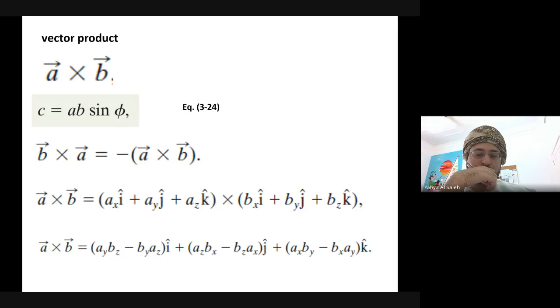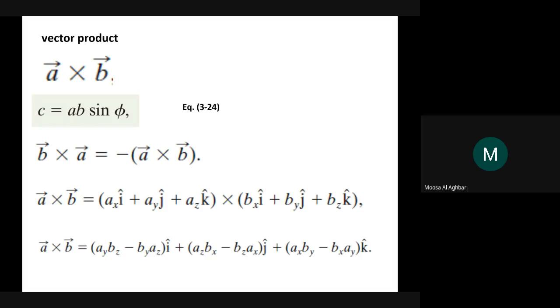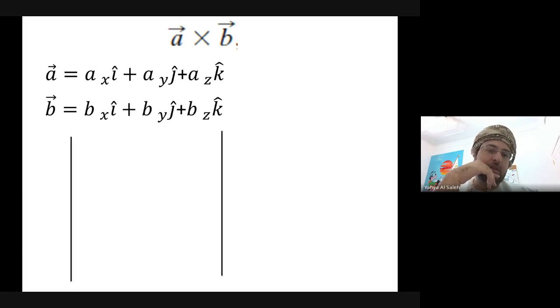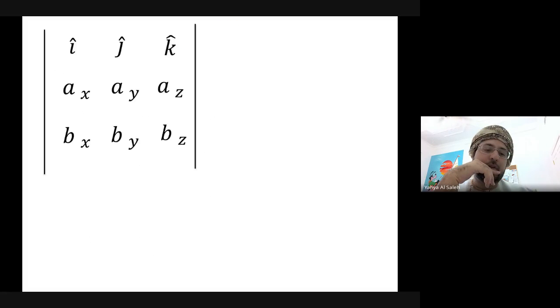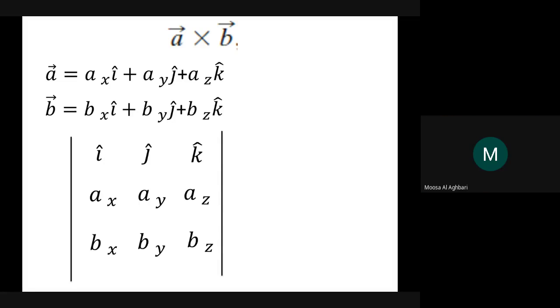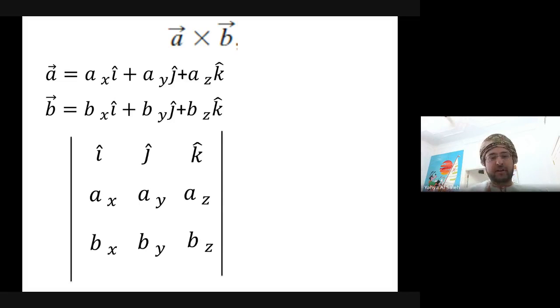So what do we do? How do we make this easier to remember? Matrices. Well, there's actually an easy way to do it. You draw a 3x3 matrix and you put it there: I, J, K, AX, AY, AZ, BX, BY, BZ. Nice and simple.